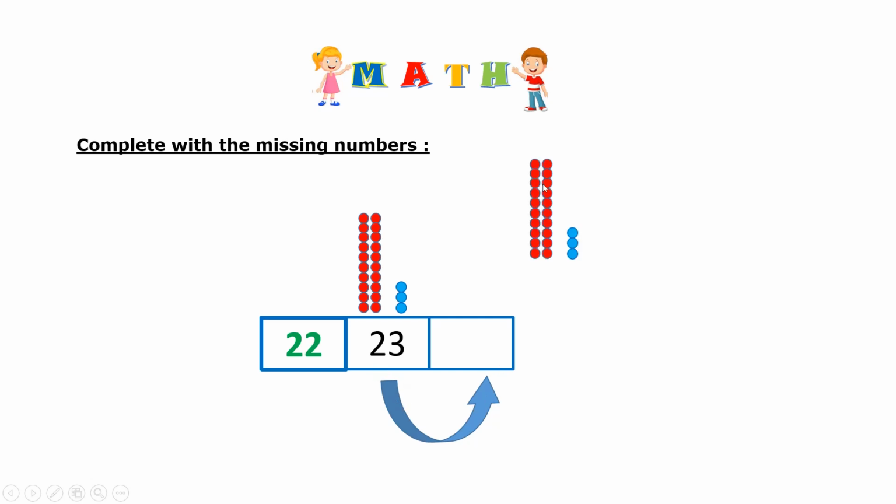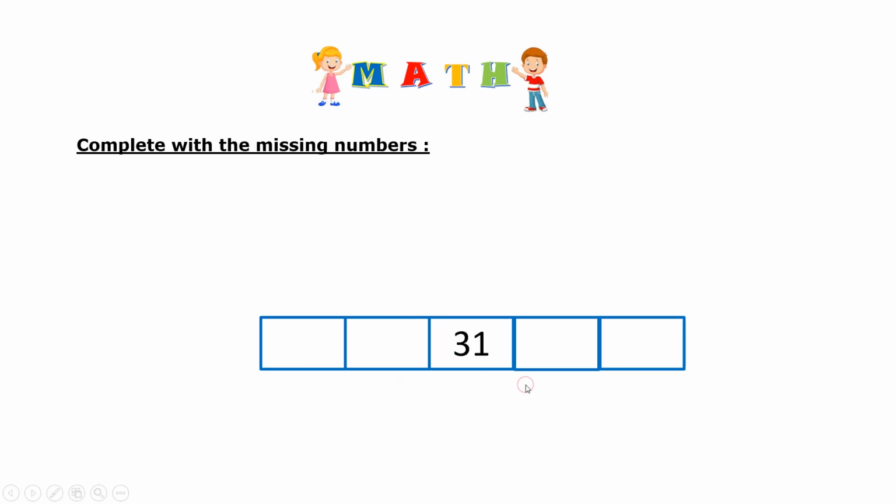Now, if I want to know what's the number that is just after 23, okay? So, it's like I have these 23 and I will add 1, 23 and 1. It's very simple. It's 24. Great job. Now, let's have another example. Here I have the starting number, which is 31.